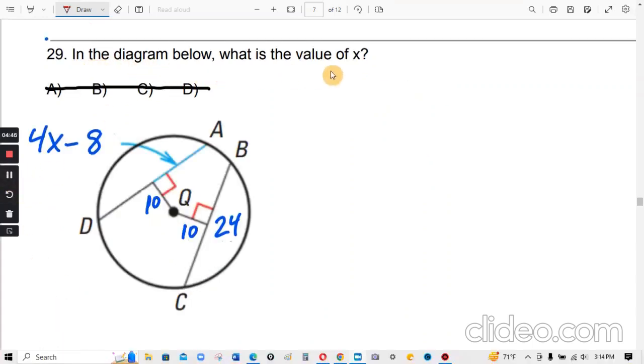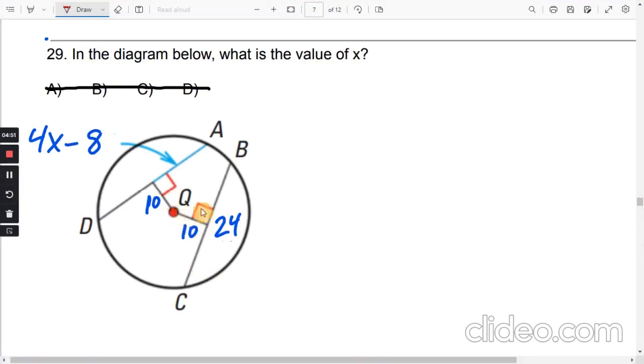In the diagram below, what is the value of X? Okay, this is the center right here. And we have 2 chords, and notice the chords are the same distance from the center. They're both 10 units from the center. All right. And this is a right angle here because when you measure the distance from a point to a segment, it is the perpendicular distance. It makes a right angle. Anyhow, since these distances are both 10, then these chords, AD and BC, are going to be congruent. All right, so AD equals BC.